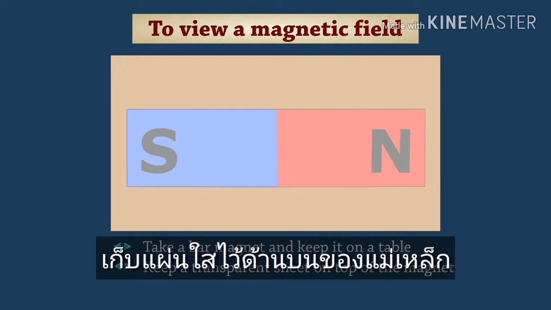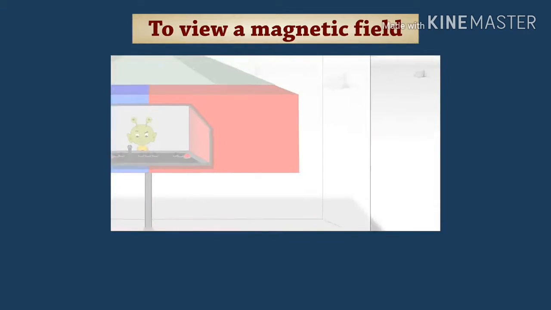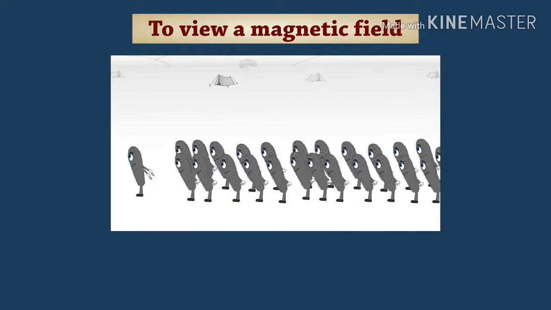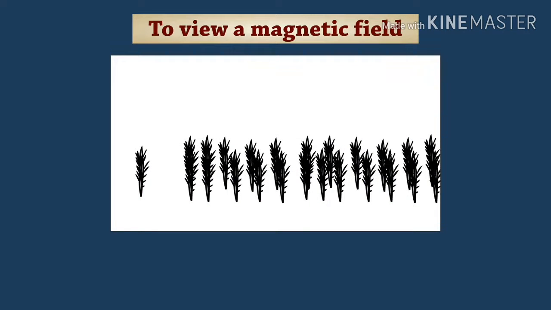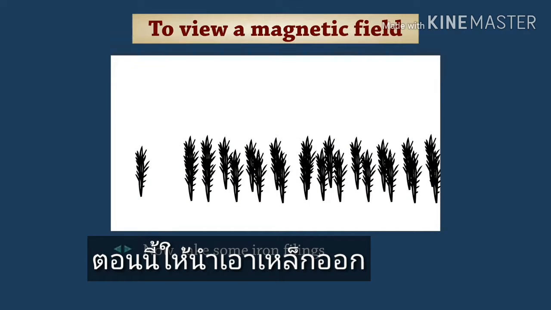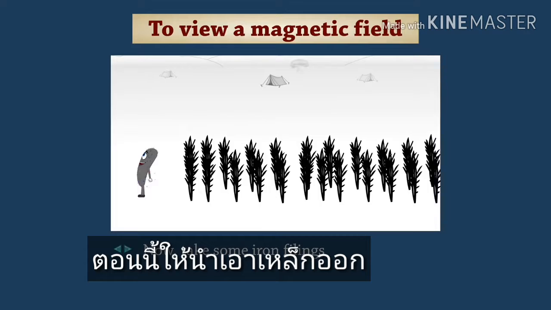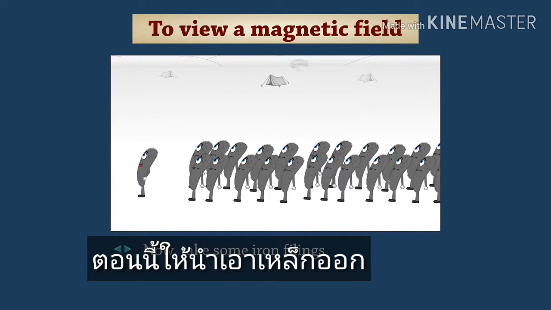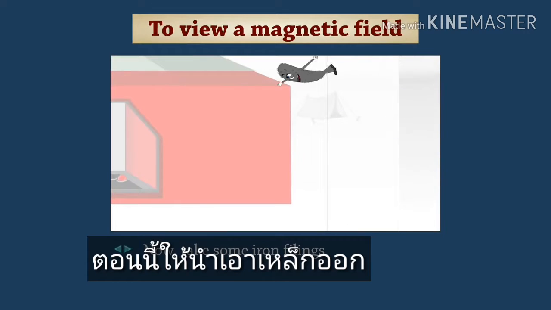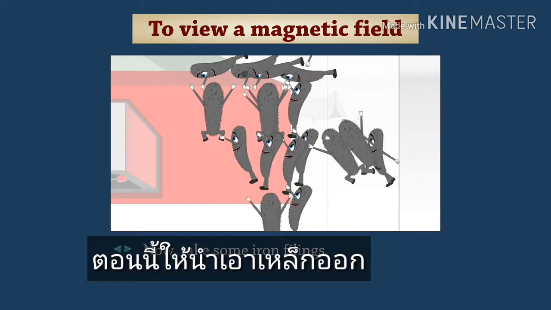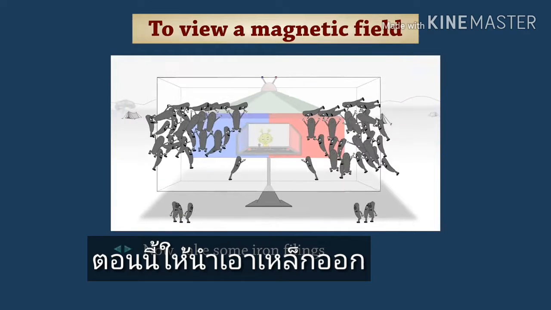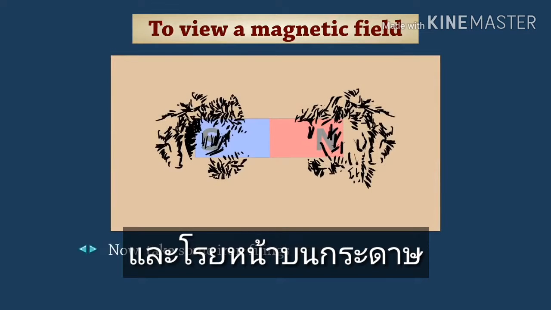Keep a transparent sheet on top of the magnet. Now, take some iron filings and sprinkle them on the paper.